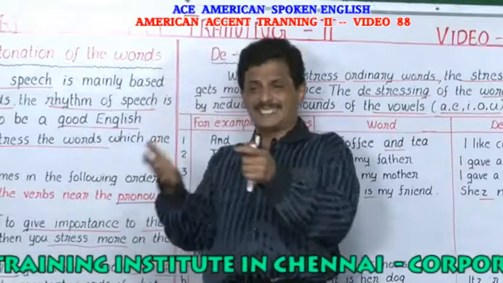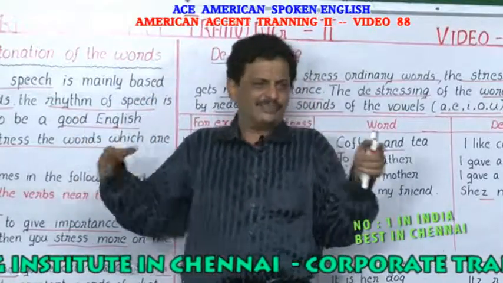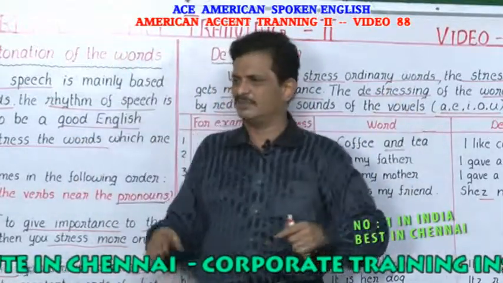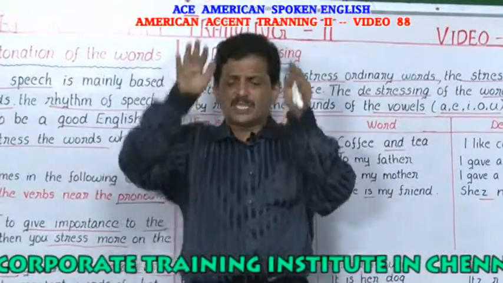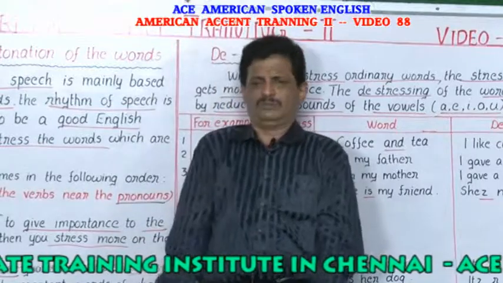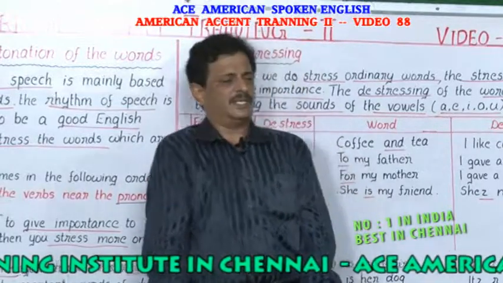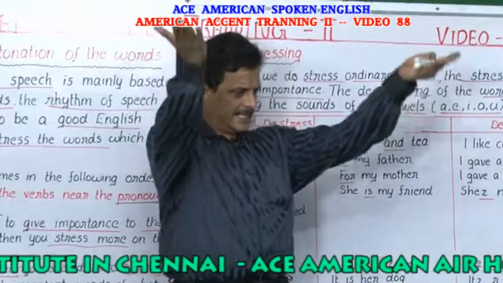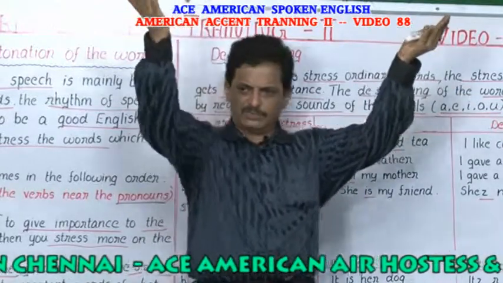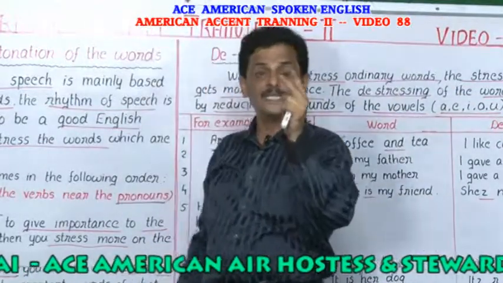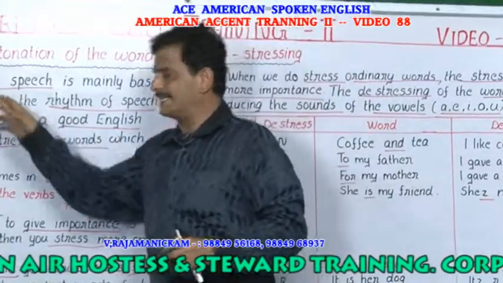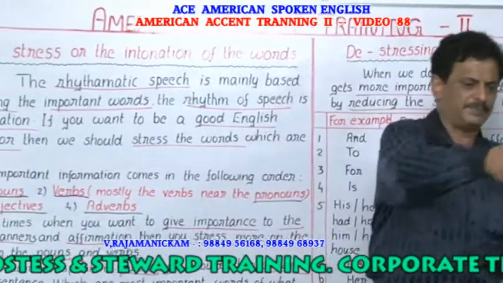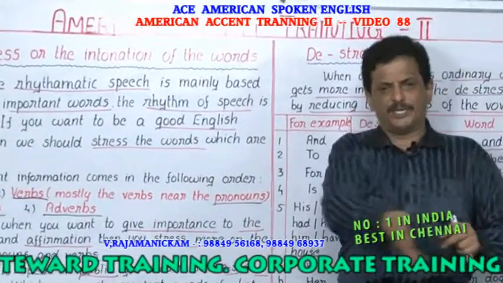unstressing the word. When you unstress the word, less important words are not given any importance. When words are not given importance, you are reducing the sound. When the words are important, you are raising up the words. The sounds of the words are raised up. That is called intonation, the rhythmic speech. What is rhythmic speech? The voice goes up and down.